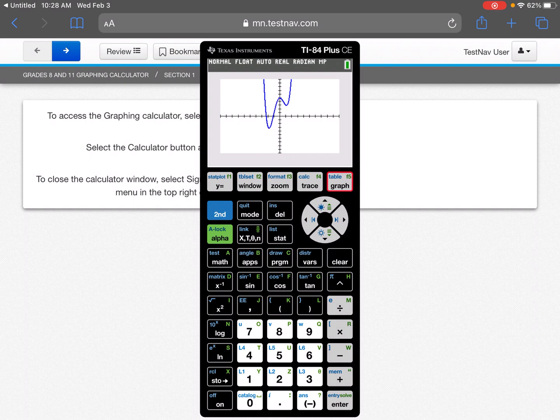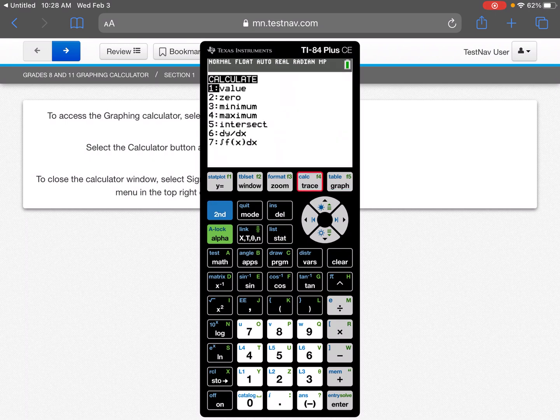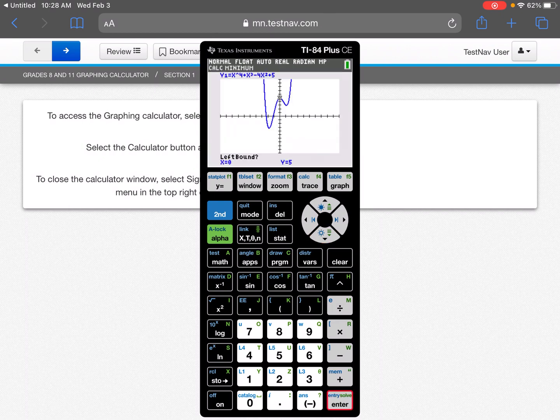Here's how. You're going to use the calc function, which is right above trace. So you'll see right above the trace button, it says calc. So we're going to go second calc. Okay. Now we're going to go down to minimum because it's a relative minimum, and I'm going to press enter. Now on the bottom of the screen, you'll notice it says left bound. What you are going to do is move your cursor to the left of that minimum value. Okay, so I'm going to say somewhere like that. Now I'm going to press enter.